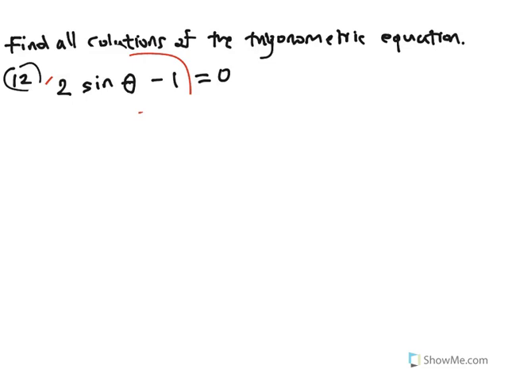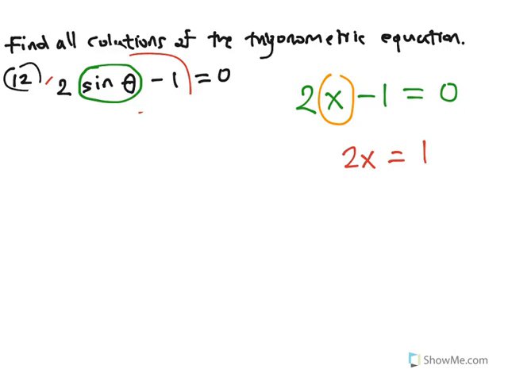To answer that question, you'd like to begin by isolating the trigonometric expression. So it's like if you had the algebraic equation 2x minus 1 is equal to 0. How would you isolate x? Well, you will begin by adding 1 to both sides of the equation. So you have 2x is equal to 1. And divide both sides of the equation by 2, so you get x is equal to 1/2. So we're going to isolate sine of theta by adding 1 to both sides of the equation, and then dividing both sides of the equation by 2. So we get sine of theta is equal to 1/2. What time is it? It's time to look at the unit circle.